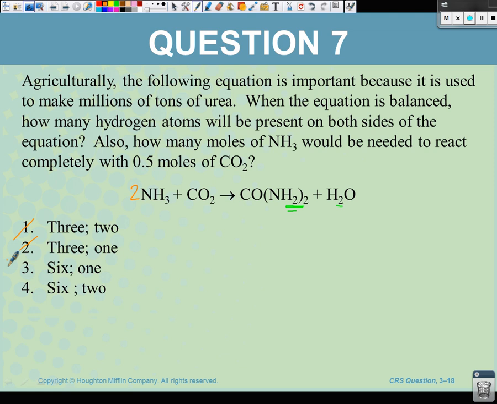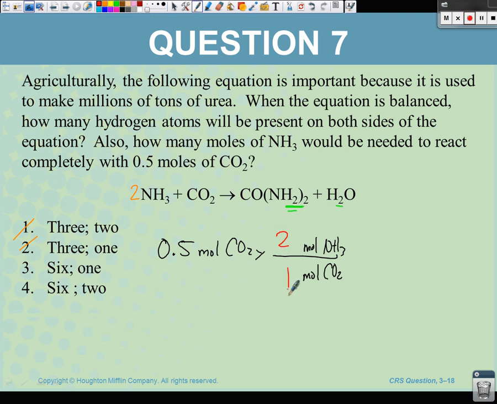Would you agree? All right, the next question is, it says how many moles of NH3 would be needed to react completely with half a mole of CO2. What are they asking you to do? They're asking you to do a mole-to-mole ratio, right? I'm just going to show it to make sure that we're on the same page. If you've got 0.5 moles of CO2, can you go from moles of CO2 to moles of NH3? Yes or no? What's your mole to mole?